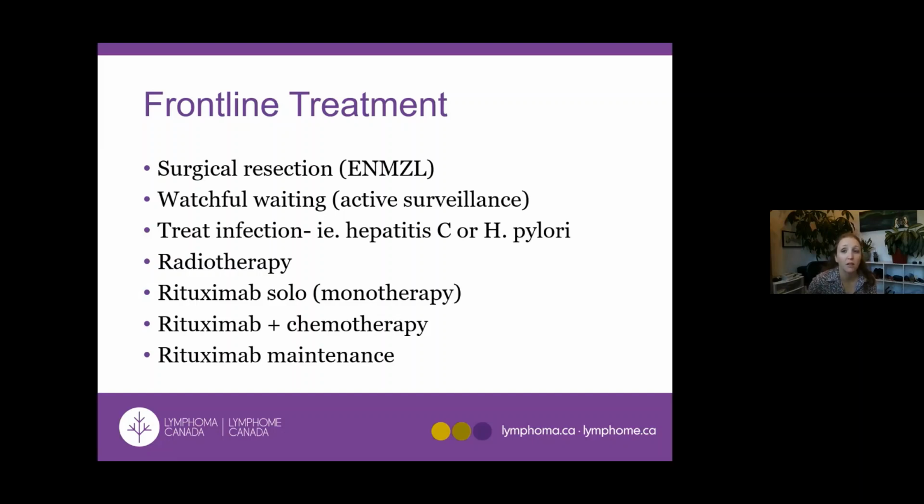So this is a lymphoma that is very sensitive to radiation, and we can usually do very short courses of treatment that have lasting effect. And then there's a lot of different Rituximab-based combinations or treatments, and we'll talk a bit about that.